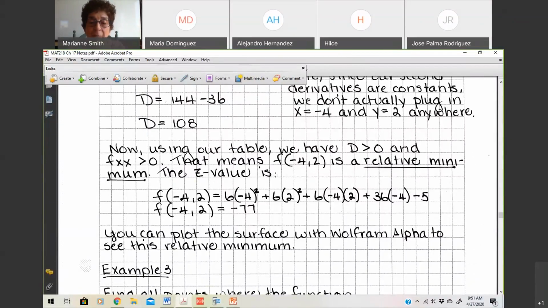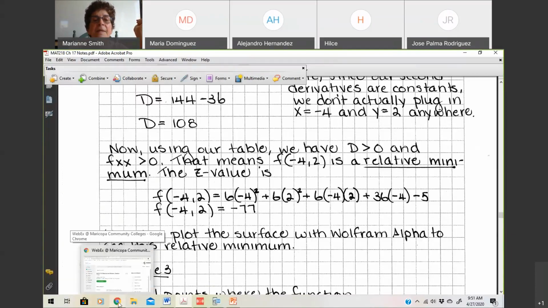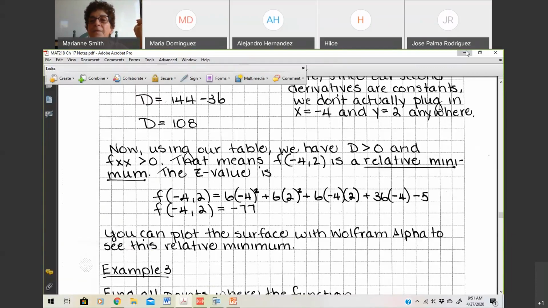What's the value at that minimum point? That's where you go back to your original function and you plug in the critical point you found by setting the first derivatives equal to 0. So I'm plugging in negative 4 for x, plugging in 2 for y, and I'm getting negative 77. And I can plot the surface with Wolfram alpha just to eyeball it. So let me go over to Wolfram alpha.